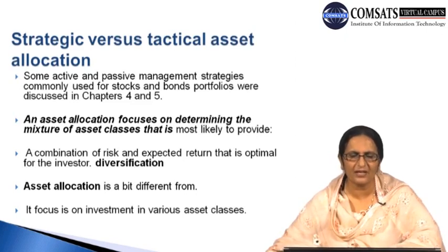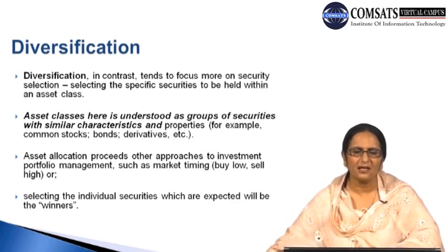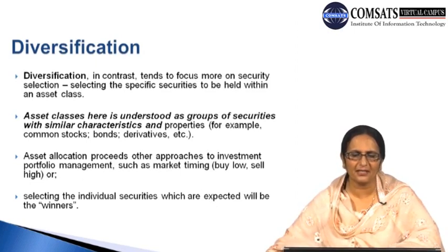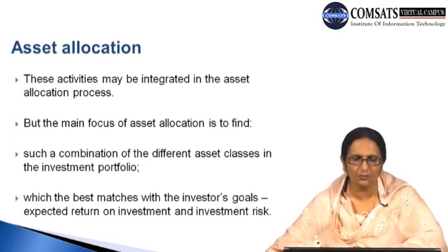That is, the investor should have a diversified portfolio, and it focuses on investment in various asset classes, whereas diversification tends to focus on security selection, selecting the items or securities to be held within one asset class. An asset class here is understood as a group of securities with similar characteristics and properties. And asset allocation precedes other approaches to investment portfolio management, such as market timing and selecting individual securities which are expected to give a high result, the sort of winners. And these securities may be integrated in the asset allocation process.